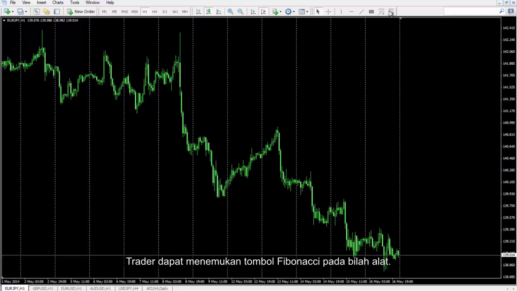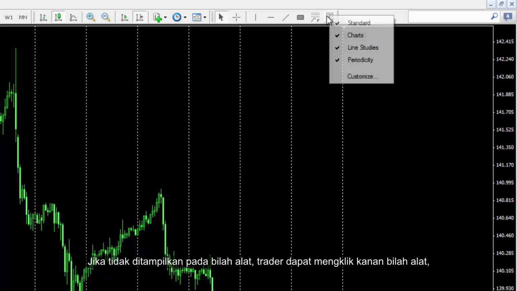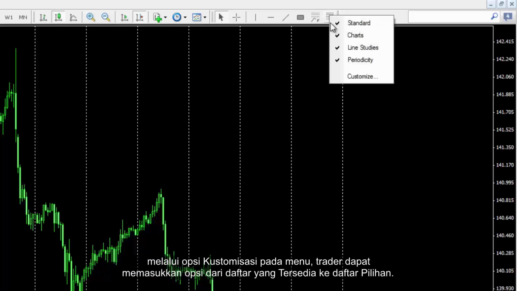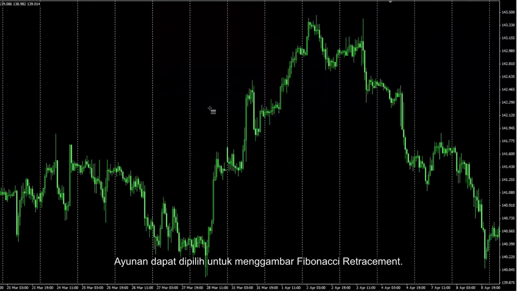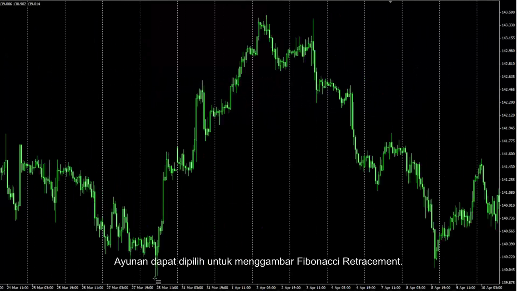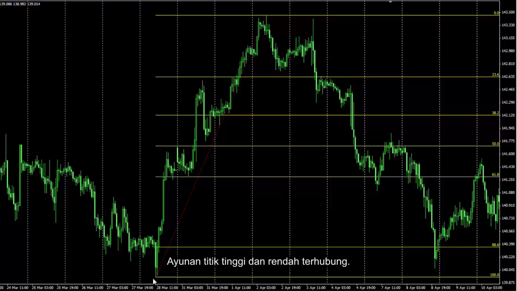A trader can find Fibonacci buttons in the toolbar. If they are not shown on the toolbar, a trader can right-click on the toolbar. Through Customize option in menu, a trader can insert any option from available list to selected list. A swing can be selected to draw a Fibonacci retracement on. The swing high and low points are connected.